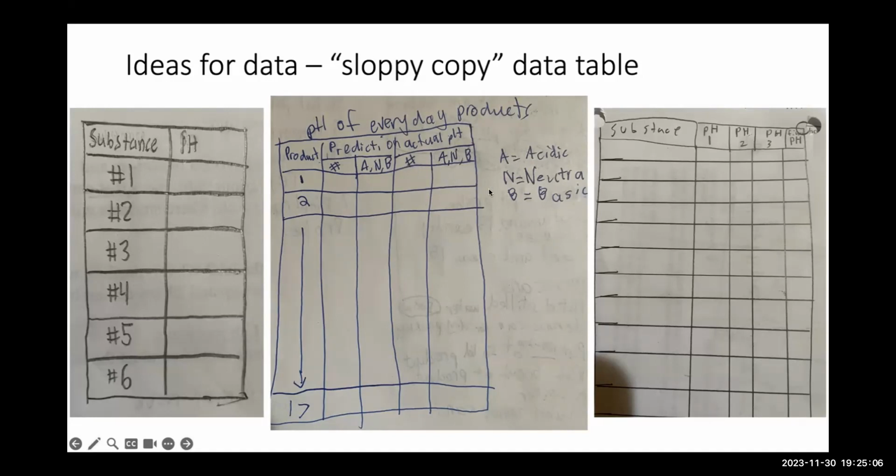put the average. The other thing that this allows them to do is have the pH scale up on the board, so they get practice using the pH scale and getting a sense of what are acids, what are bases, even though we haven't yet talked about the characteristics of acids and bases. So they have their sloppy copy data table, and then they make their nice data table.